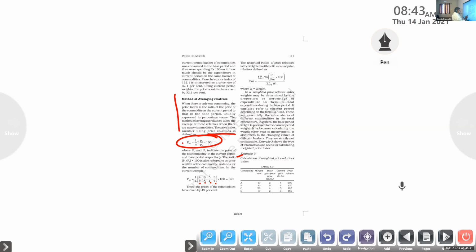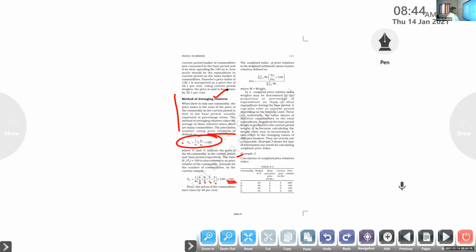So 1 divided by 4 multiply by sigma P1 divided by P0. So add all these numbers together. So 4 plus 6 plus 5 plus 3 divided by 2 plus 5 plus 4 plus 2 into 100. The answer is 149. So just to do this kind of calculation, the method of averaging relatives.